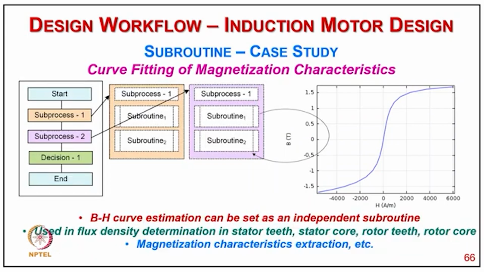So in this process of curve fitting of the magnetization characteristic, we can start with sub process 1 and 2, where we have subroutine 1 and 2. Similarly, we take a decision, and so BH curve estimation can be set as an independent subroutine and used in flux density determination for the stator teeth, stator core, rotor teeth, rotor core, and we get the magnetization characteristic as well as the air gap.